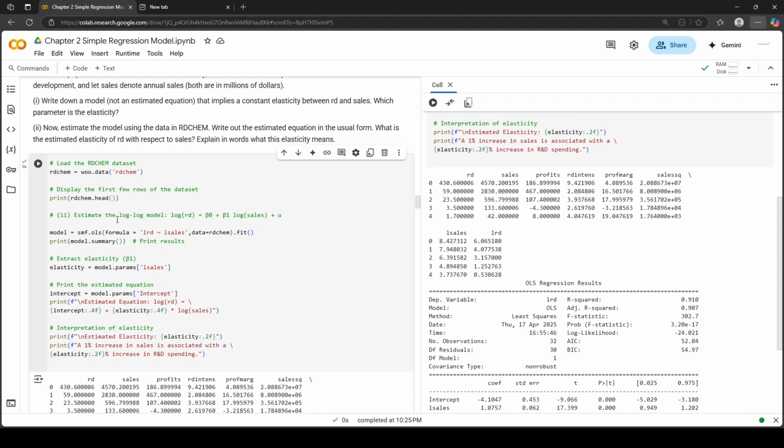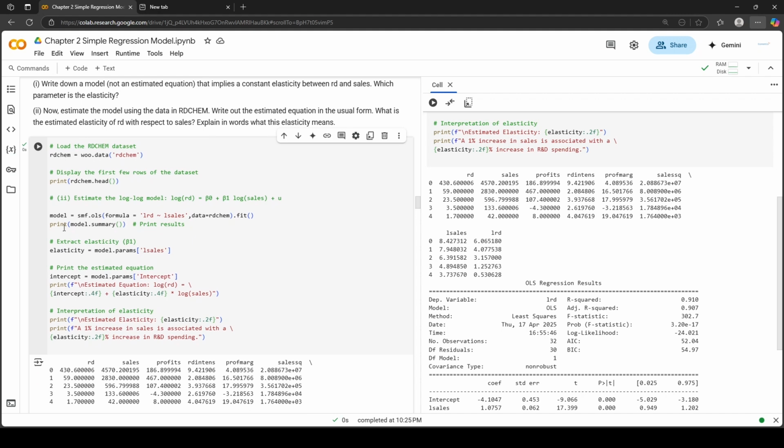Now, since the question says constant elasticity, we have to estimate a log model. In the dataset, you can see there is a column for RD and for sales, and the dataset also provides the log of both these columns. See this, lrd is the logarithm of RD and lsales is the logarithm of sales.